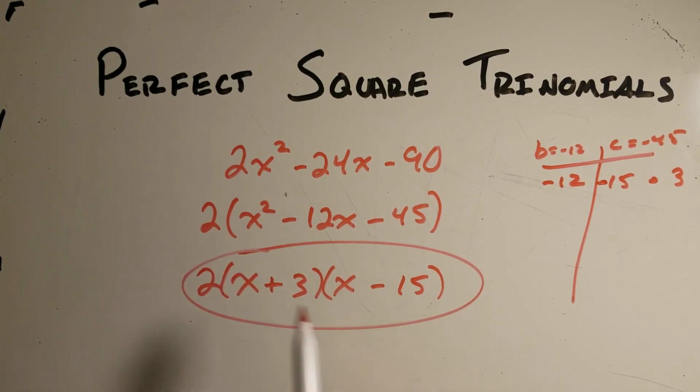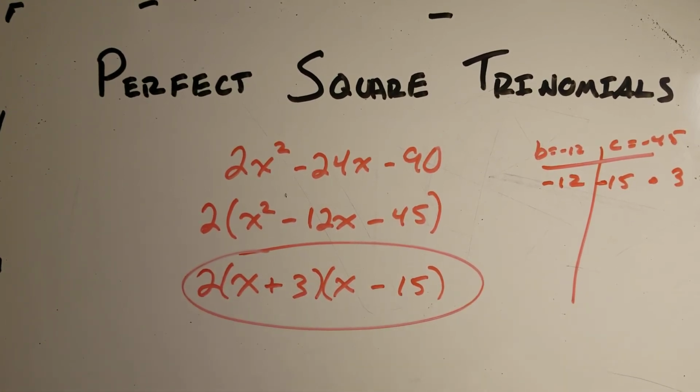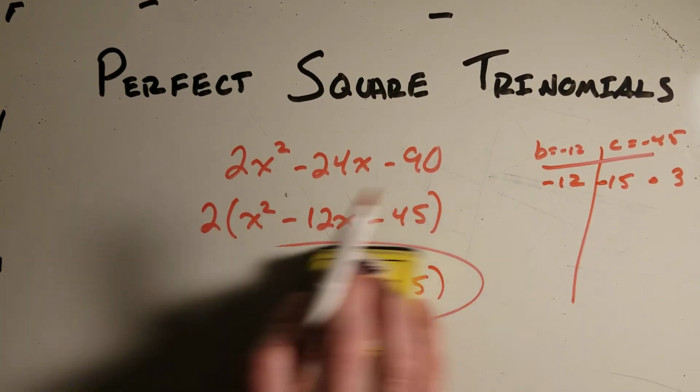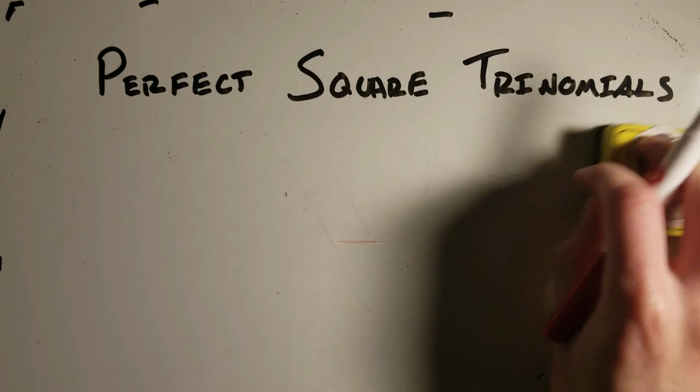So this one wasn't a perfect square. We still can fall back on past methods that we know. All right, on to our next one.